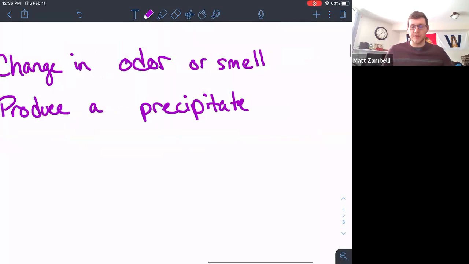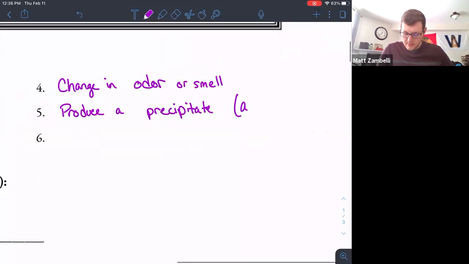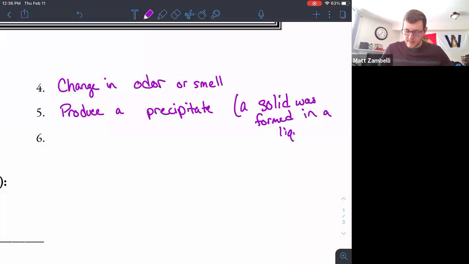All right, and when I say produce a precipitate, I mean that a solid was formed in a liquid. So you have 2 liquids, you mix them together, and then you see a solid, little particles floating around in that liquid, showing you that a solid was made, or we made a precipitate.